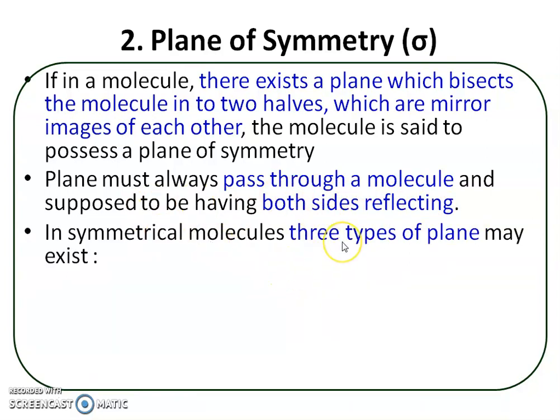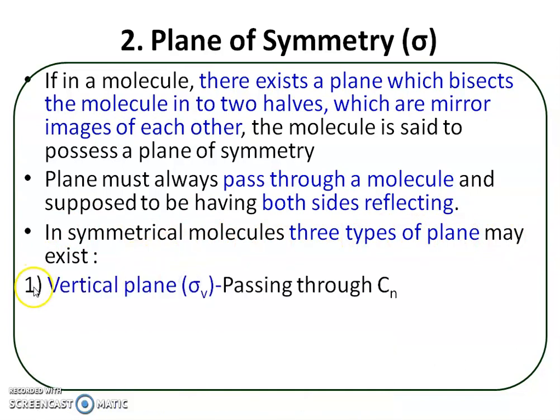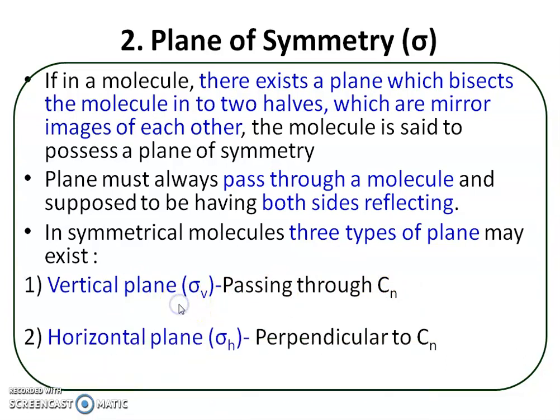So there are three types of planes in a symmetrical molecule. First is the vertical plane. This vertical plane, denoted by sigma v, normally passes through the principal axis, Cn, which is the principal axis. The plane which is passing through the principal axis is the vertical plane. Detail about this we are going to discuss in a forthcoming slide.